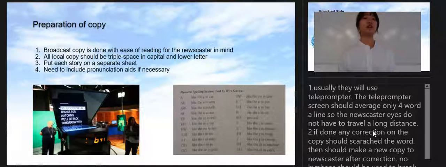How to prepare the copy. Broadcast copy is done with ease of reading for the newscaster in mind. Usually they will use the teleprompter. The teleprompter screen should average only 4 words a line, so the newscaster's eyes do not travel a long distance. All local copy should be triple spaced in capital and lower case letters.